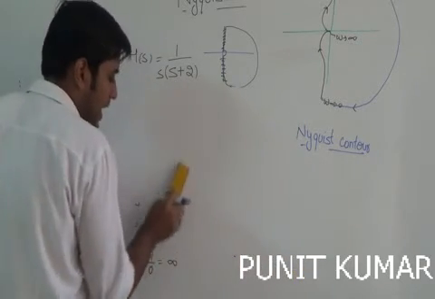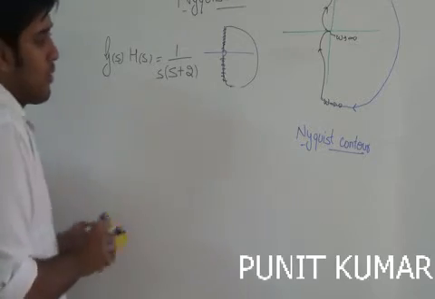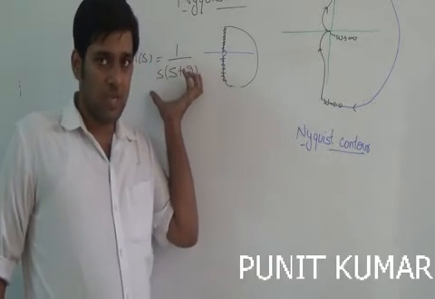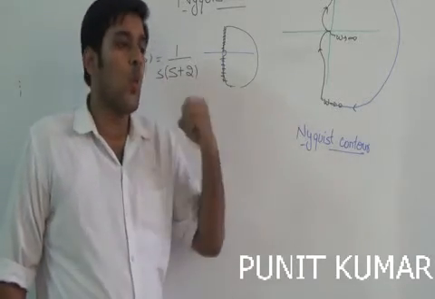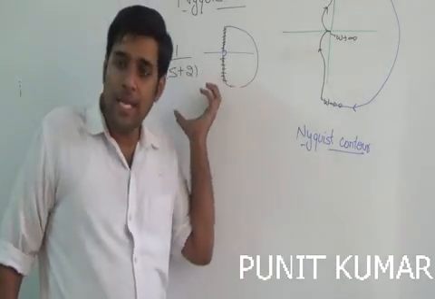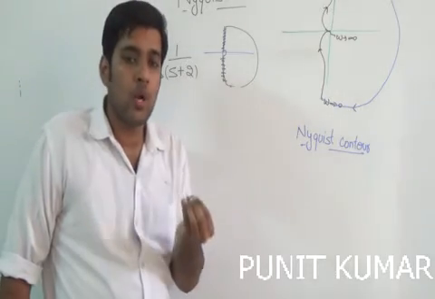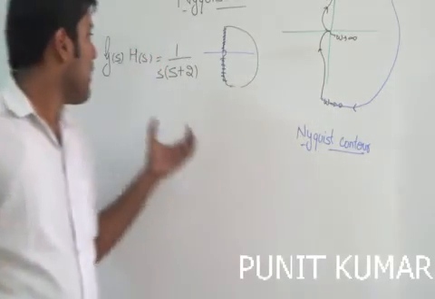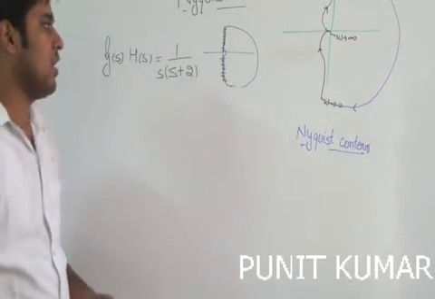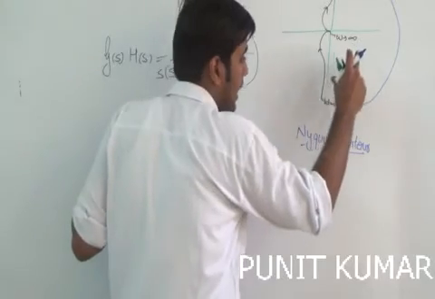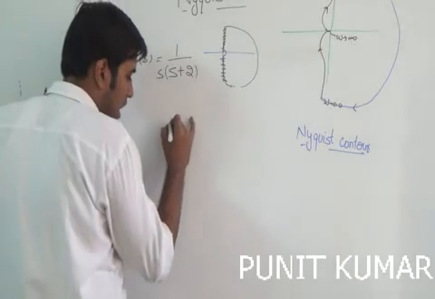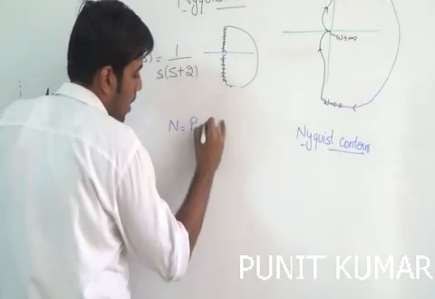Now in your GATE exam, you will be given a Nyquist plot of this type, and a transfer function of this type will be given, and you have to tell whether the closed loop system made from this open loop system will be stable or not. If this Nyquist contour is given, then you will use the equation N is equal to P minus Z.